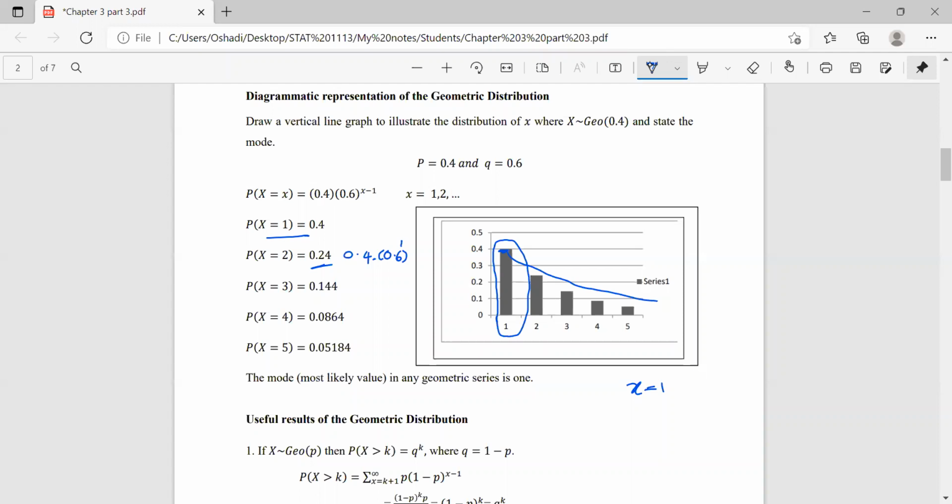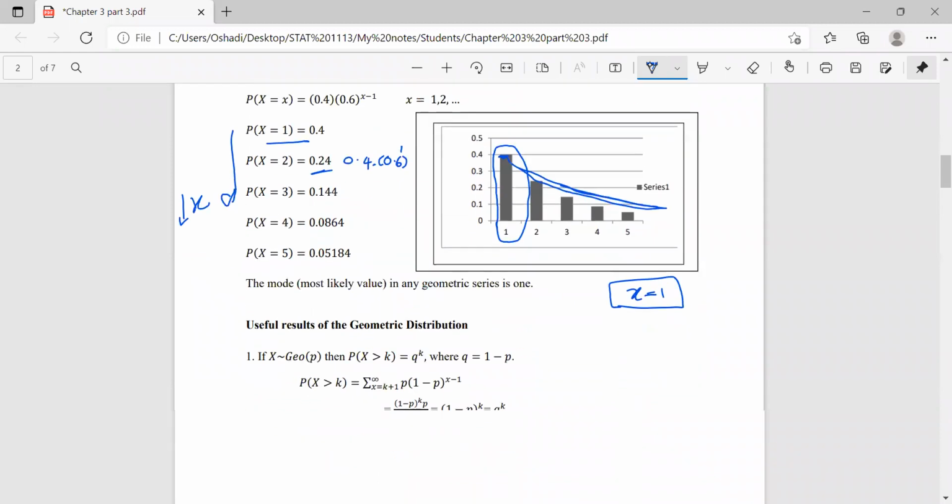Why? We know that when we increase the value of x, the probability is decreasing, right? The probability is decreasing. It is clear in this graph as well. So always in the geometric distribution, the mode is 1. So that is the idea I wanted to tell you, right?